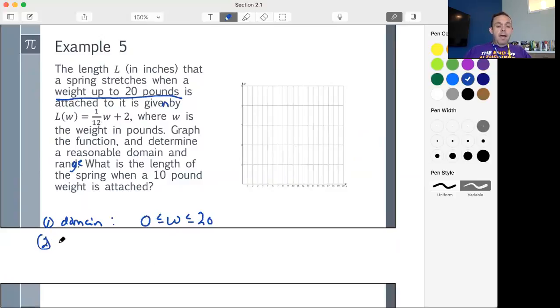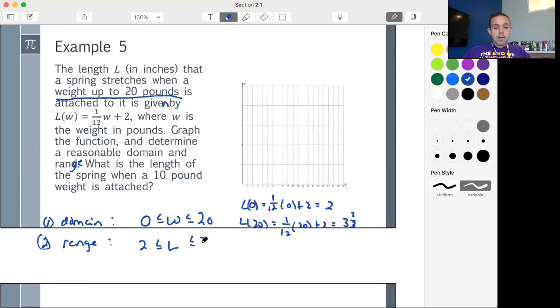Now, the next thing I find is going to be my range. Since this is a linear function, one way we can find the range is just by substituting in the endpoints of my domain. I'm going to find L of 0 first, and that's going to be 1/12 times 0 plus 2, which gives me 2. So that's my lowest value. Then L of 20 equals 1/12 times 20 plus 2, which equals 3 2/3. So that's my highest value, and that's my range.